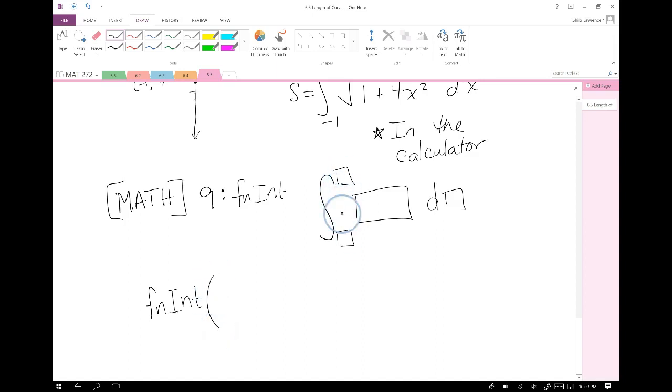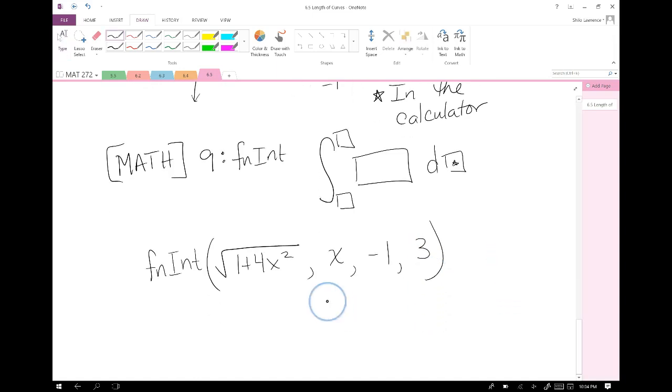And the 4 things that go in those boxes, we have to type them in after the parenthesis, but we have to know what order to put them in. Otherwise, it's not going to do it. So first you type in your integrand, so the square root of 1 plus 4x squared, and then comma. And then you do your variable, which is here. We're integrating with respect to x, and then your lower bound, which is -1, and your upper bound, which is 3. And then we can hit enter, and it will give us an approximate distance.